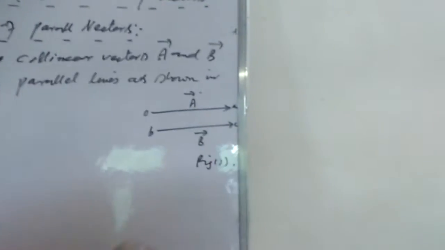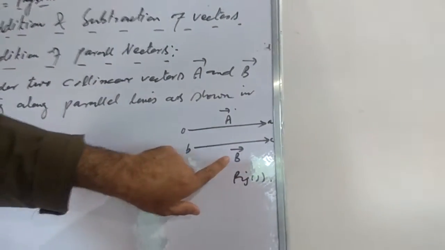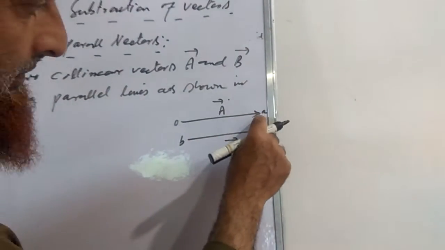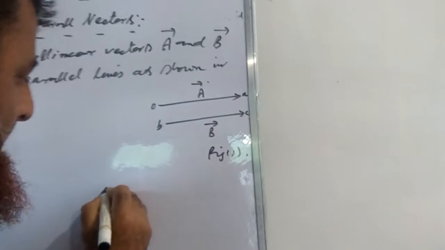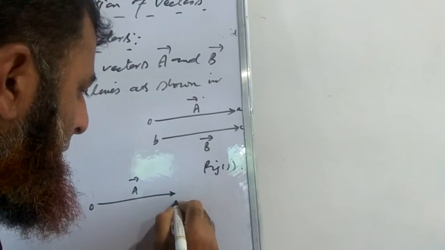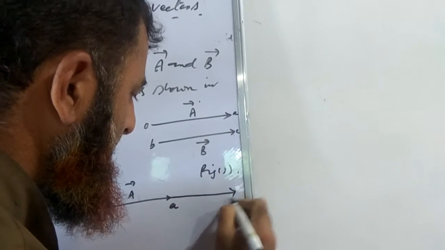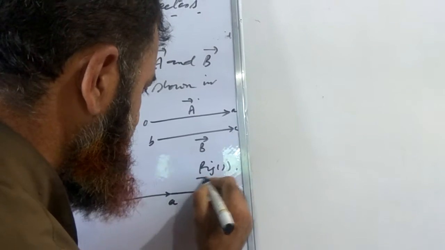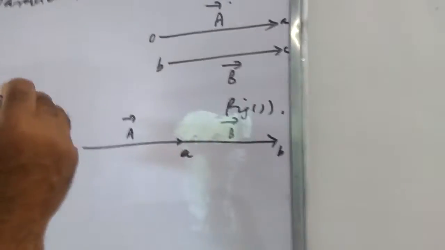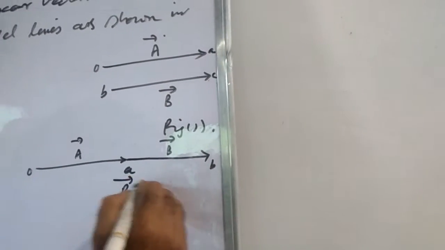Now dear students, how do we add them? We can add these two collinear vectors by drawing the vector A and then displacing the vector B without changing its direction in such a way that the tail of vector B coincides with the head of vector A. I will draw it here. This is vector A, OA, and this is vector B. This is the resultant vector.